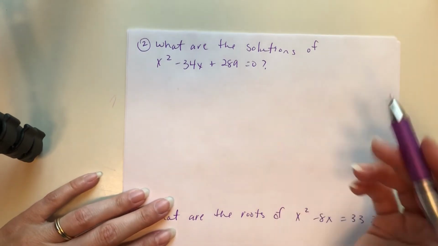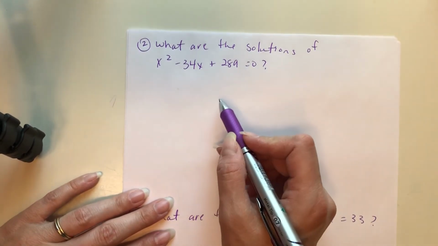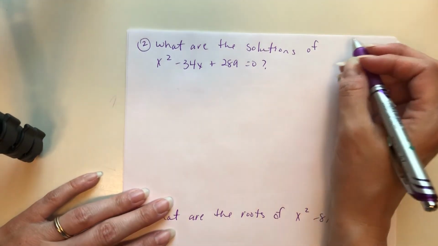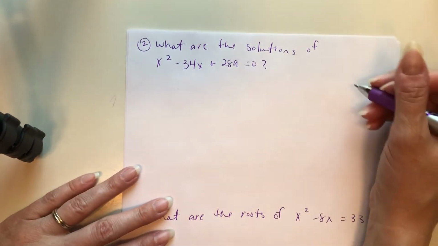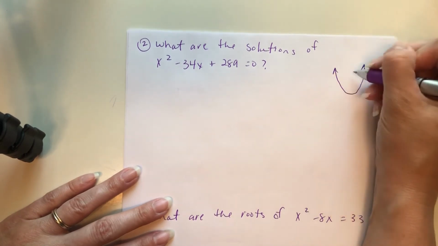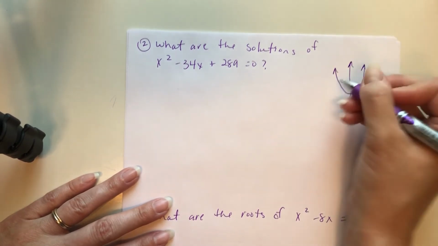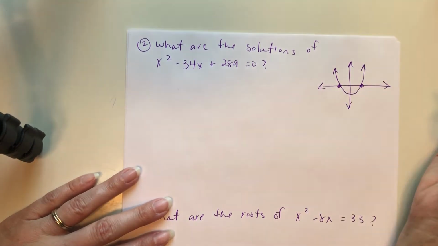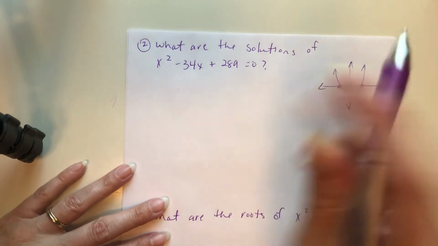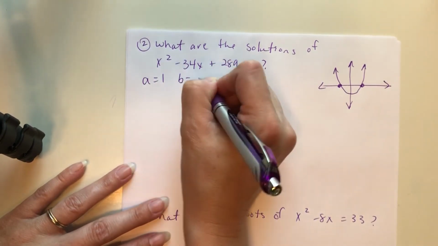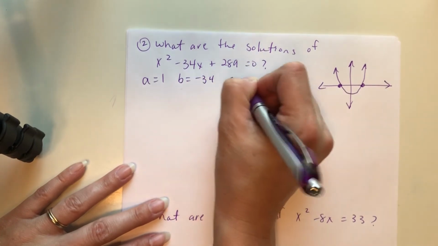What I was trying to get at, though, is that the solutions that we're solving for here are actually the x-intercepts of your quadratic equation. All of these, if you were to graph them, are going to be a parabola of some sort. And these values that we're finding for our x just correspond with those x-intercepts there. So anyway, let's come back over here. We're going to do a is 1, b is negative 34, c is 289.